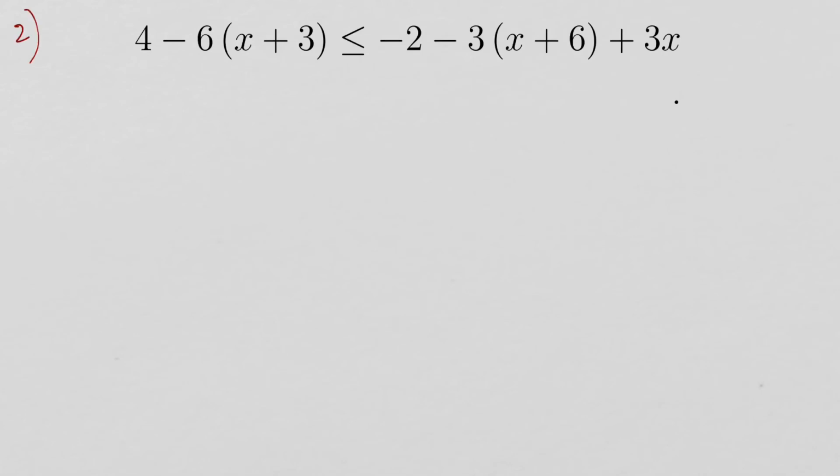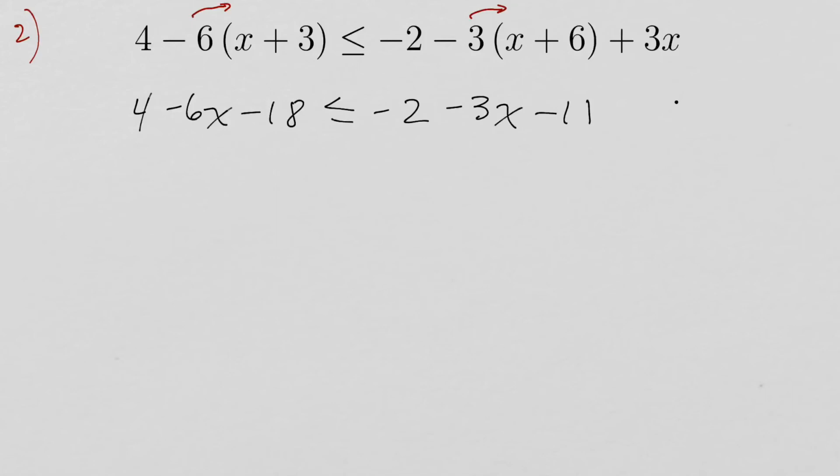Okay, number 2. Let's simplify both sides. So the first thing I'm going to do is distribute this negative 6, and so I'll end up with 4 minus 6x minus 18 is less than or equal to, and then I'm going to distribute this negative 3. So I'll end up with negative 2. I'll distribute the negative 3 to get negative 3x minus 18, and then I have plus 3x over there.